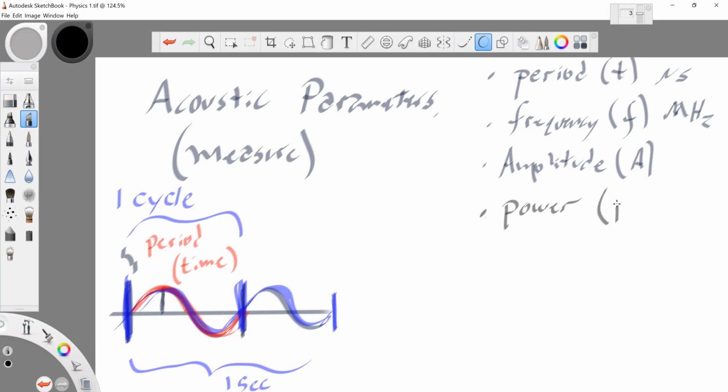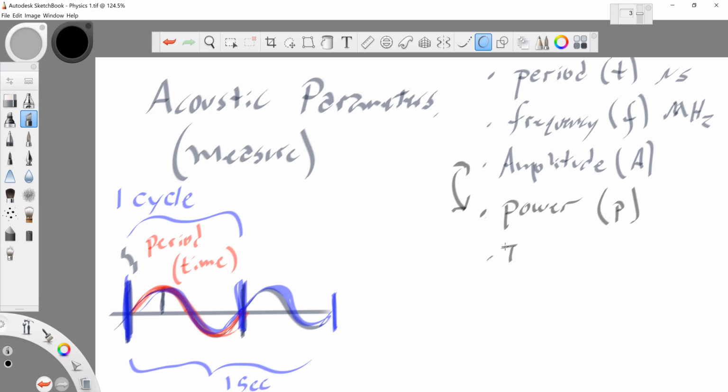Power, P, is usually measured in watts, but power and amplitude are very closely related. You turn the power up, the amplitude goes up. You turn the power down, the amplitude goes down.